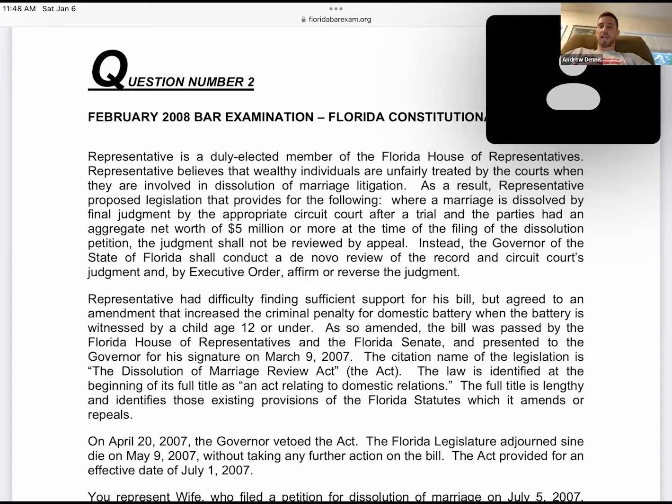As so amended, the bill was passed by the Florida House of Representatives and the Florida Senate and presented to the governor for signature on March 9, 2007. The citation name of the legislation is the Dissolution of Marriage Review Act, the Act. The laws identify the beginning of its full title, an act relating to domestic relations, right? Clear and concise title? I don't know, domestic relations? No, dissolution of marriage. Very problematic. The full title is lengthy. We don't like that. It's got to be clear and concise and identifies those existing provisions of Florida statute which it amends or repeals. Totally problematic with how a bill or law should be enacted.